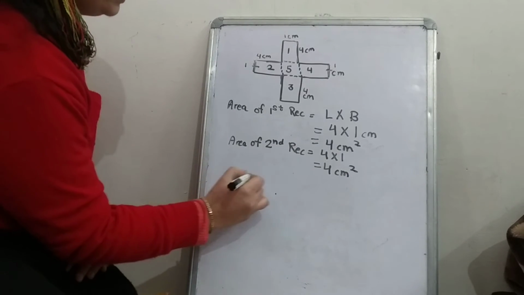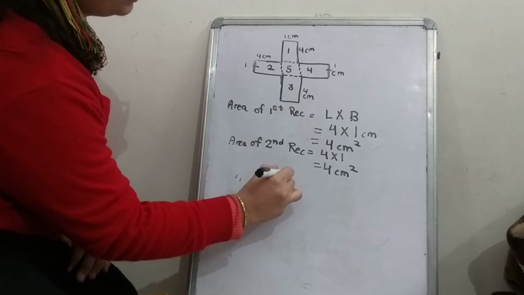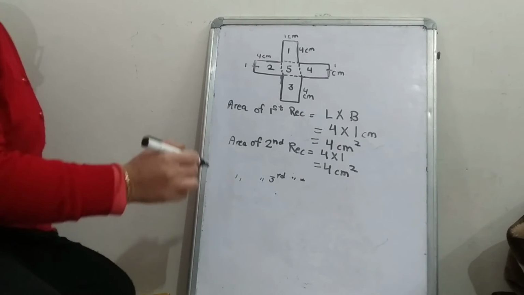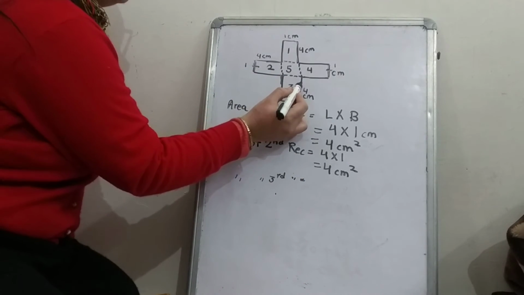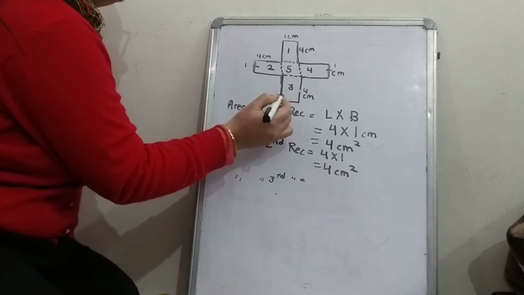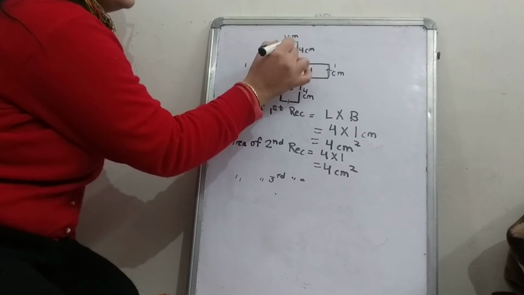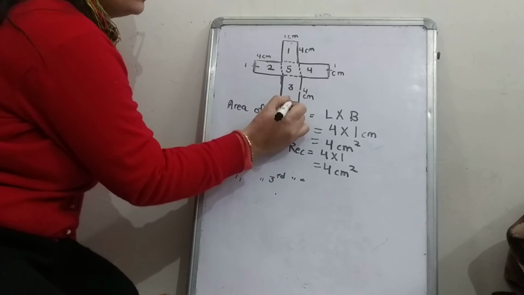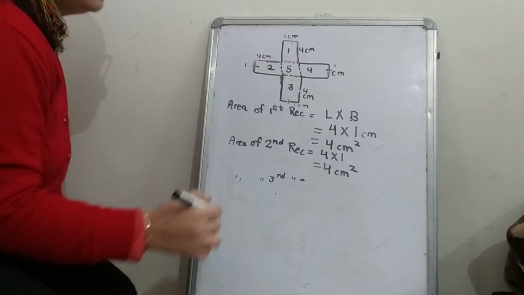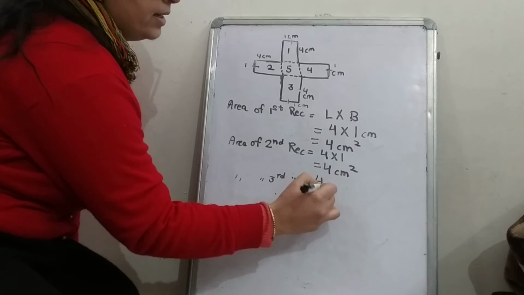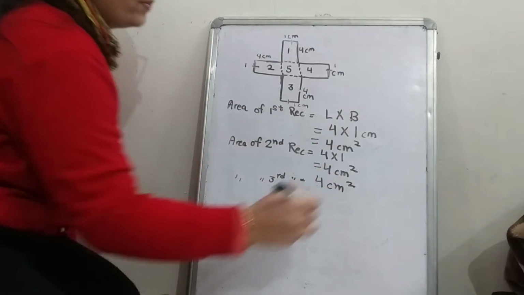Now let's find the area of the third rectangle. It is again length multiplied by breadth. Here the length is given, 4, but the breadth is not given. So we can see this is equal to this. So if this is 1, it will also be 1 centimeter. So 4 multiplied by 1, it is also 4 centimeter square.